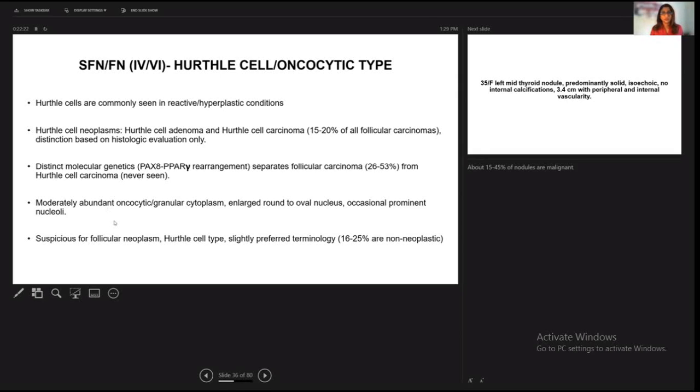If you're going to use this category, suspicious for follicular neoplasm Hürthle cell type, and you want to put this in a Bethesda 4 category, let me rephrase that. If you want to use the Bethesda 4 category for this oncocytic type, try to use suspicious rather than calling it outright follicular neoplasm, because suspicious for follicular neoplasm is probably a slightly preferred terminology, because a good chunk of these tend to be non-neoplastic. So use suspicious for follicular neoplasm over follicular neoplasm. I hope this is clear.